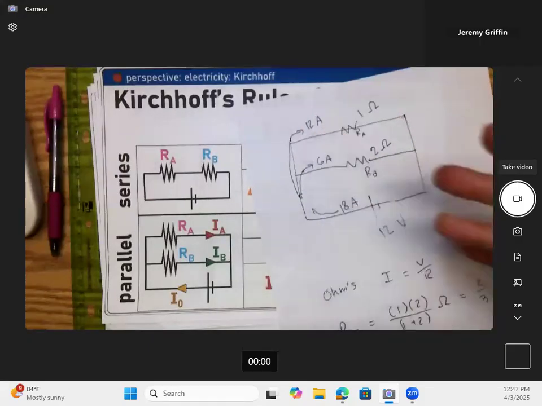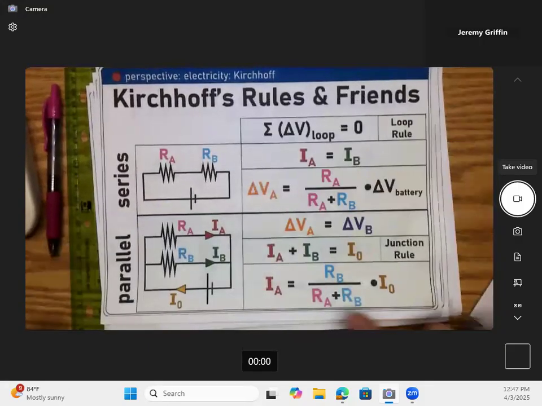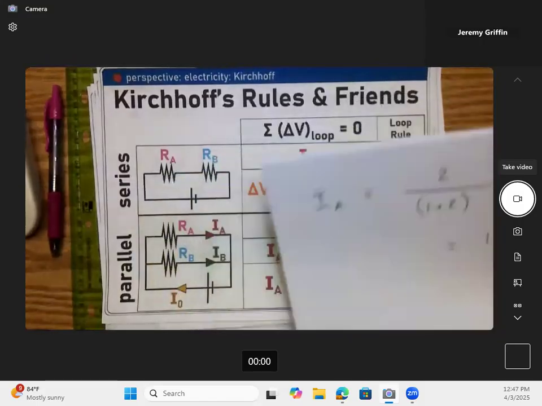Which is exactly what we got from a micro approach applying Ohm's law. We got 12 amps a different way before. Now I just navigated this formula and I still got 12 amps. Okay, let's do one more of those.